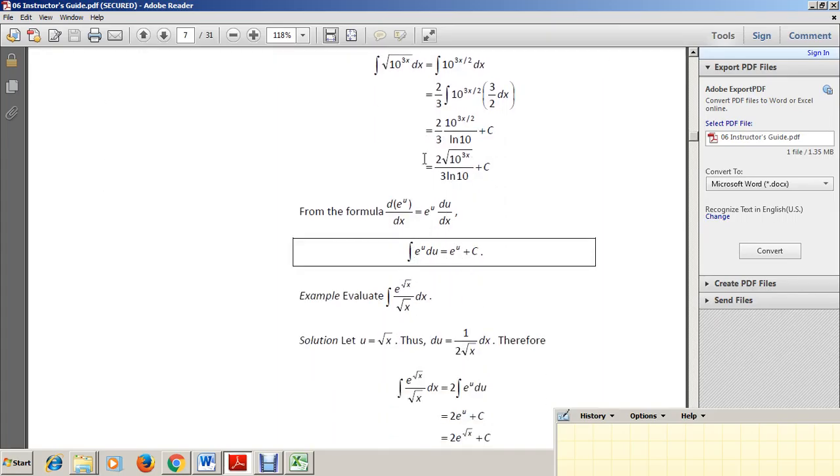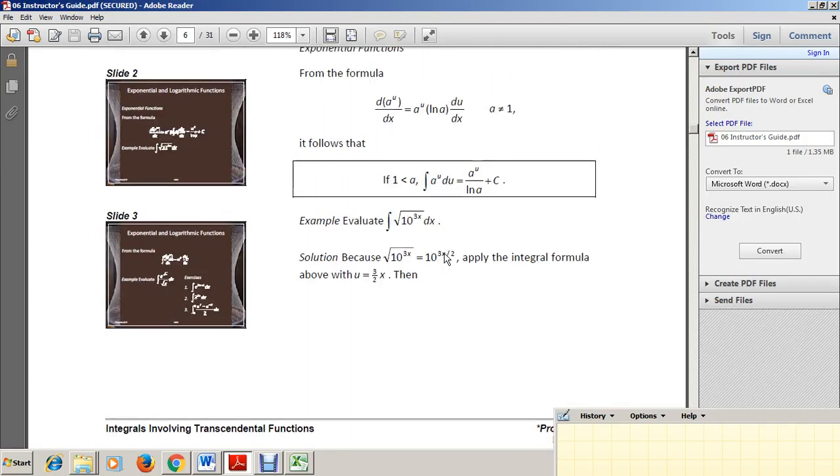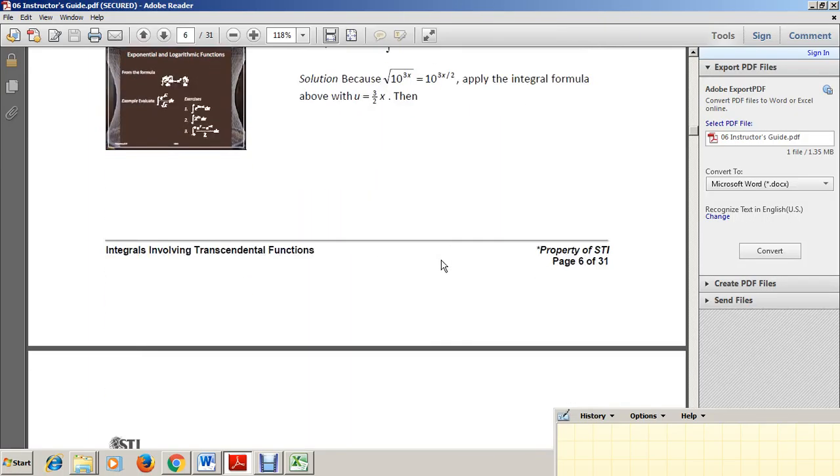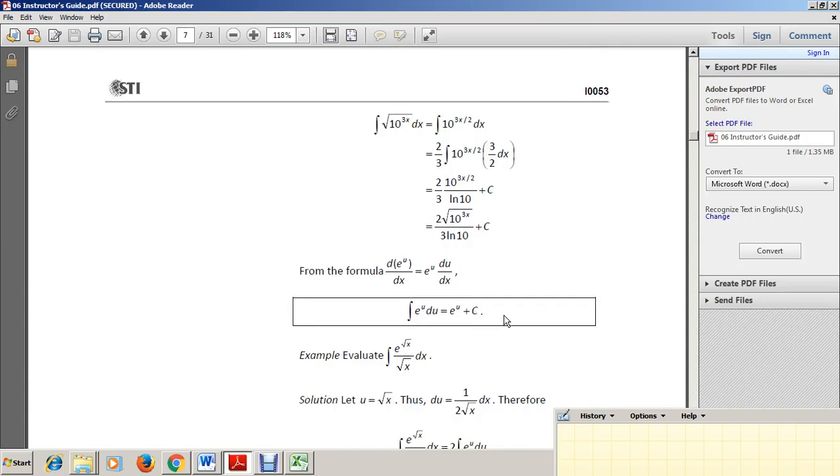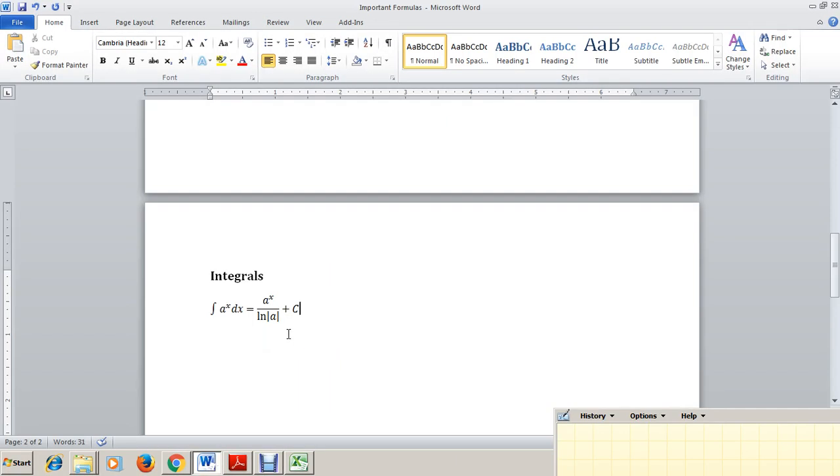Okay, so next step, I'll be having this formulation. Next is the integral of e raised to u du is equal to e raised to u plus c. Okay, so let me write that down. So the integral of e raised to x dx is equal to e raised to x, then plus c.